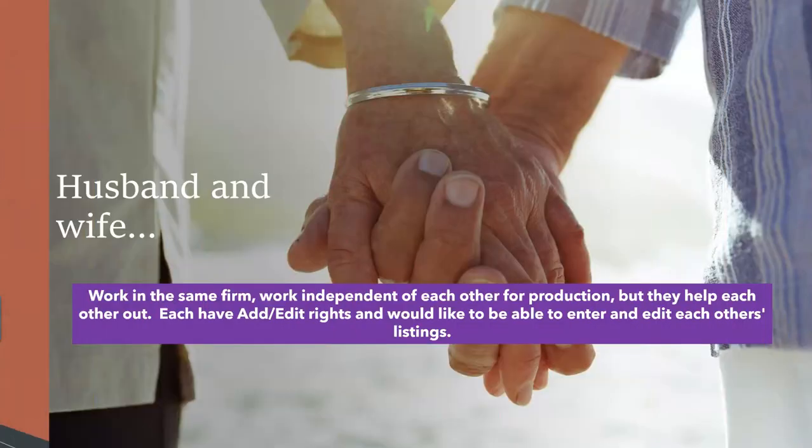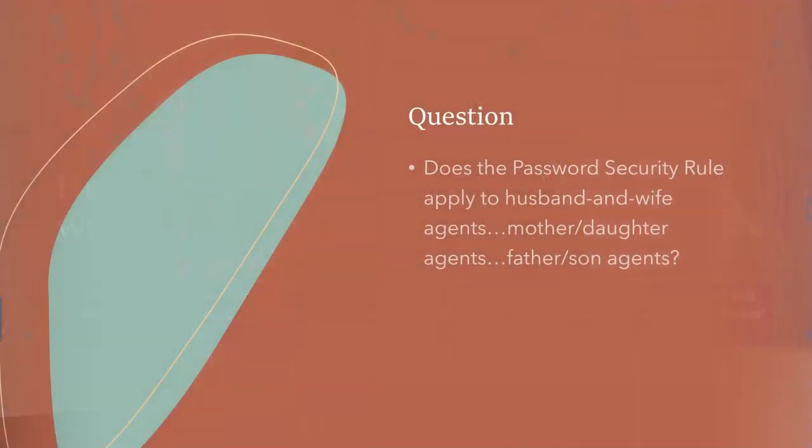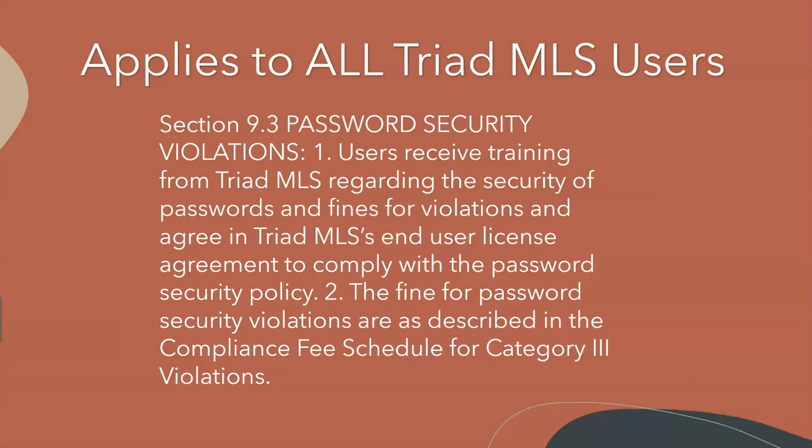Another clerical team function would be a husband and wife working in the same office, but their production is independent of one another. From time to time, they need to help each other out, and they need to be in the other's Matrix account. Does the password security rule apply to husbands and wives, mothers and daughters, or fathers and sons in the same office?